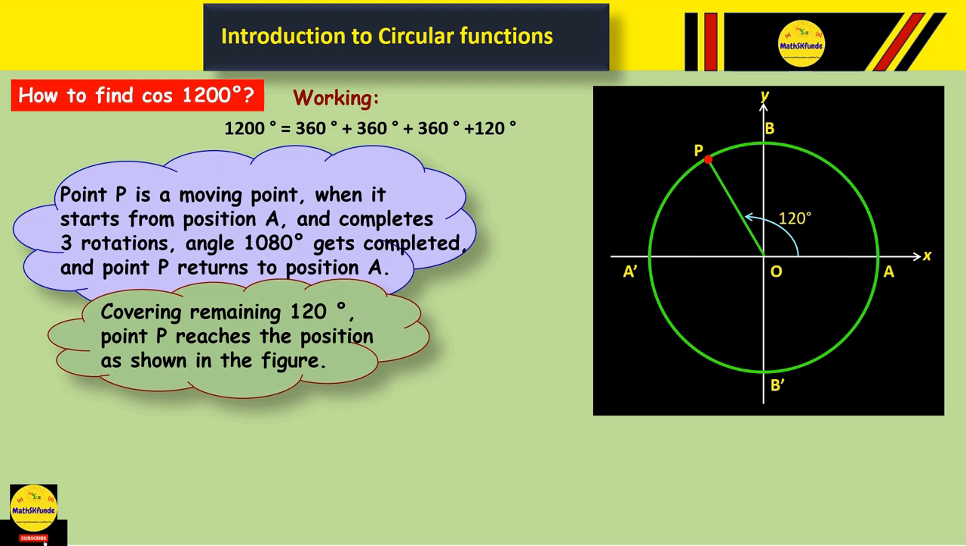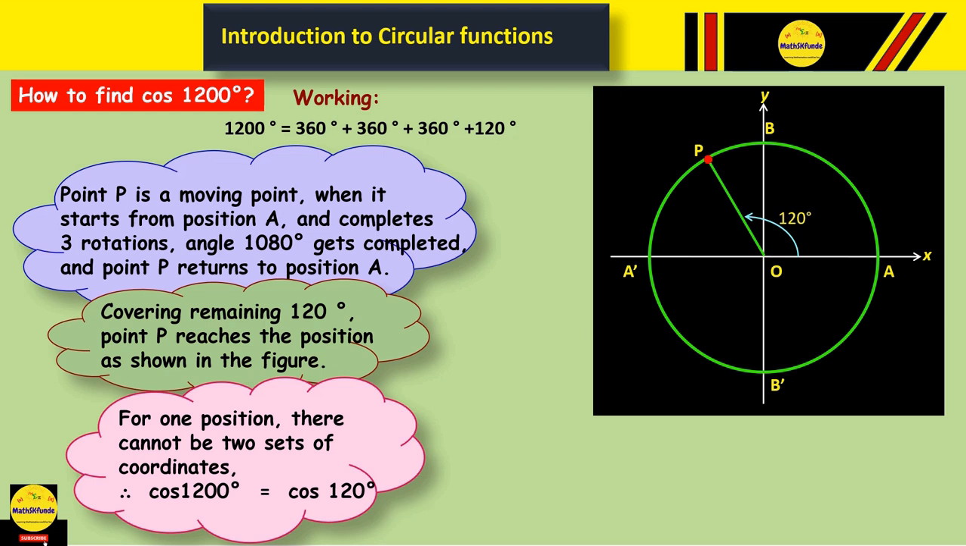Now can one particular position have two x coordinates? No. That means point P's x coordinate in the present picture would be referred to as cos 120 degrees, or if you wish, you can say cos 1200 degrees also. The cos 120 degrees answer we know, that was nothing but minus half. So cos 1200 degrees would also be nothing but minus half. So in this way, I have found, with the help of cos 120 degrees, how much cos 1200 degrees is. Similarly, we can find cos of more angles, and then maybe for larger angles we can use them as well.